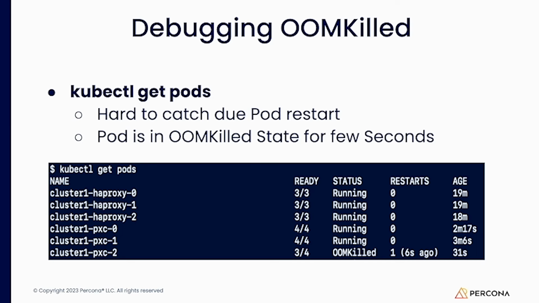Okay, debugging out-of-memory kill, as I said, is a bit tricky because you can't control when it happens, right? You don't know when it will happen, and the state remains there in kubectl get pod for only seconds because the pod is restarted, and when you check, probably the pod is in the running state. So in this case, you can see there OOMKilled. As I said, it's hard to catch this one with kubectl get pods.